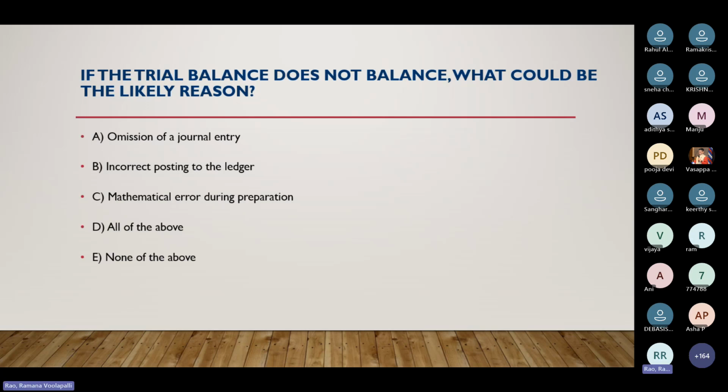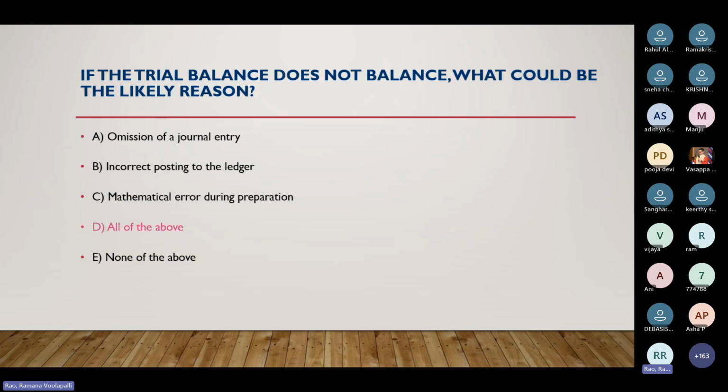If the trial balance does not balance, what could be the likely reason? Yes, D, all of the above. I am giving the answer as all of the above here, but in the exam, kindly apply your mind. Sometimes the option all of the above is not there. The examiner also knows that people by default tick all of the above. So if you have conceptual clarity, then go with it.